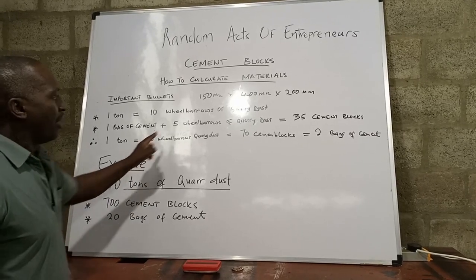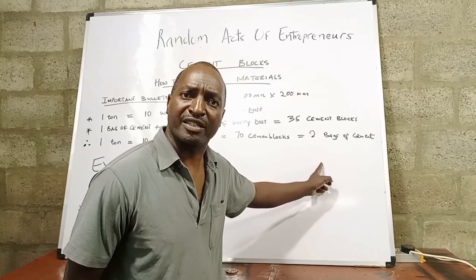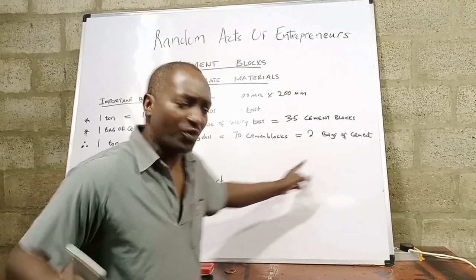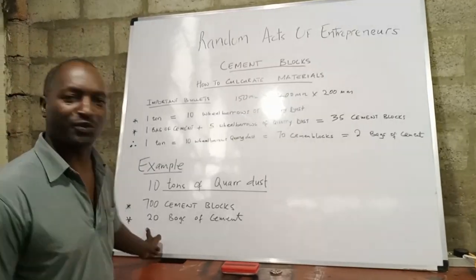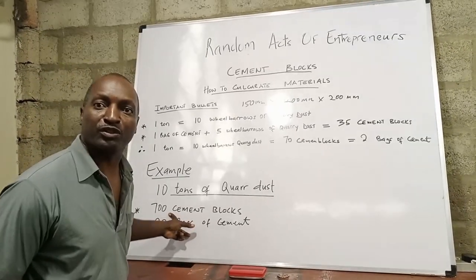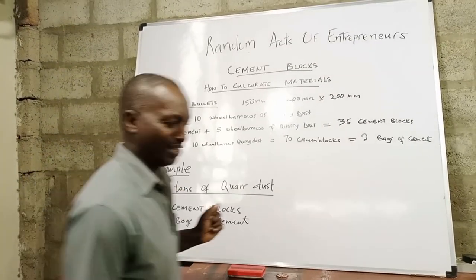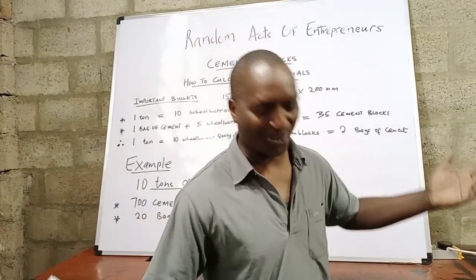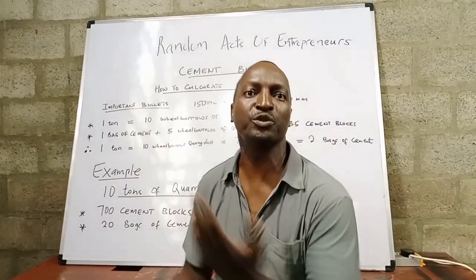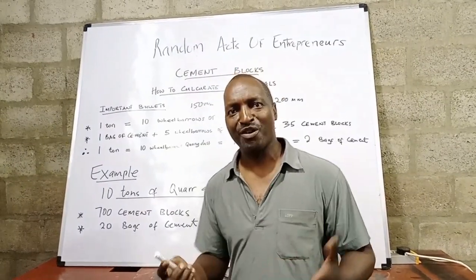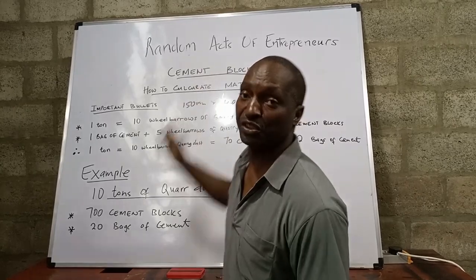And then on 1 ton itself, we are working with 2 bags of cement. So how about 10 tons? It's going to be 20 bags of cement. So you need 20 bags of cement to produce 700 cement blocks from a 10-ton trip of quarry dust. If it's 100 tons, it works the same. If it's 75 tons, it's 30 tons, it's 1 ton, 2 tons, it works the same. So now you understand how to do the calculations on how to calculate materials for cement blocks.